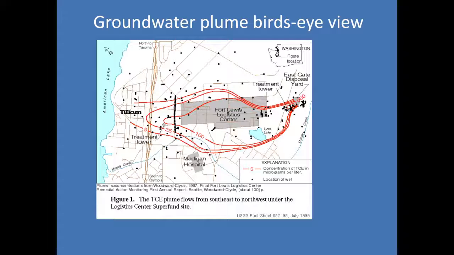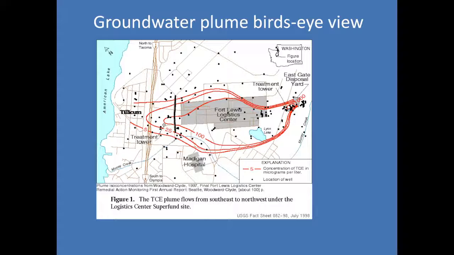So with that monitoring data, what you can do is create lines of equal concentration of a groundwater contaminant, or an isopleth. So what you can see here are all these black dots that are locations of monitoring wells, and from those monitoring wells they have analyses that determine the concentration of TCE in this case in the groundwater. And from that they've created what looks like almost a topographic map, but in this case it's a map of concentration of TCE in the groundwater.